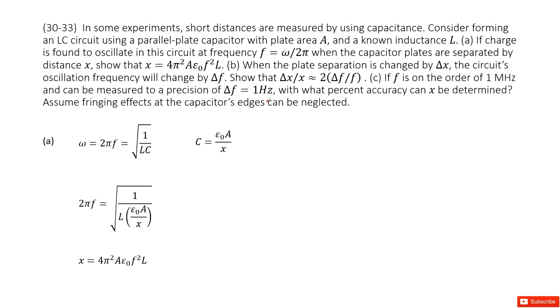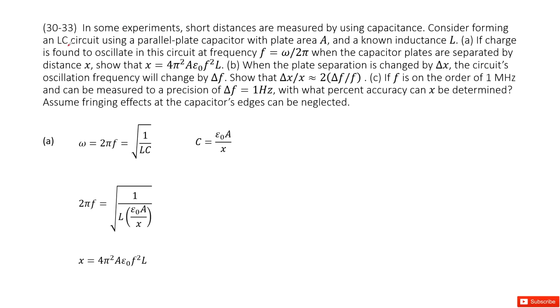Let's look at problem 33 in chapter 30. Chapter 30 is about inductance, electromagnetic oscillations, and AC circuits. So there we have an LC circuit, right? And for this LC circuit, we can see the L is fixed, but C can change.